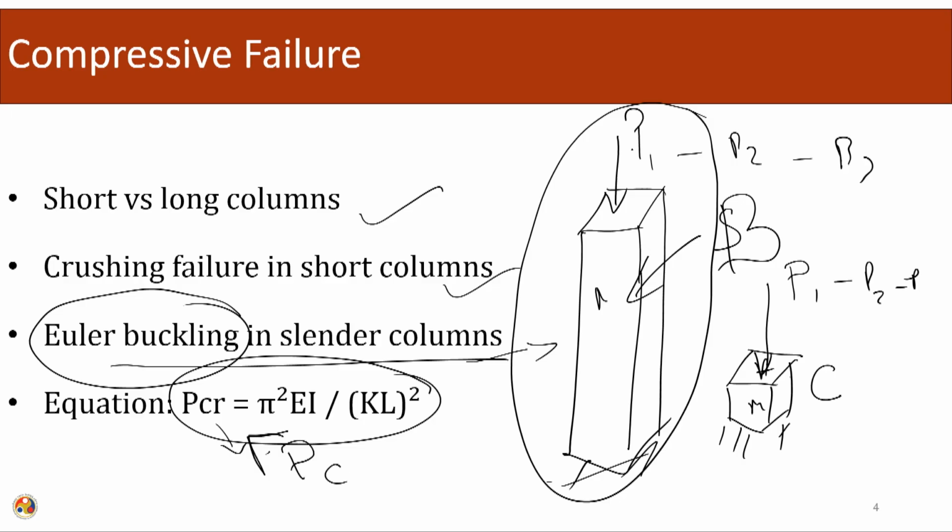So, whatever P we have designed it for, this PCR is significantly less than that, and the column fails in buckling. So, this is an example of a failure in the compressive region.